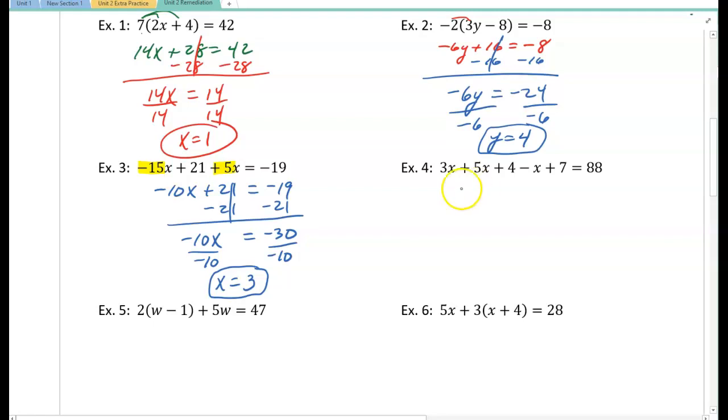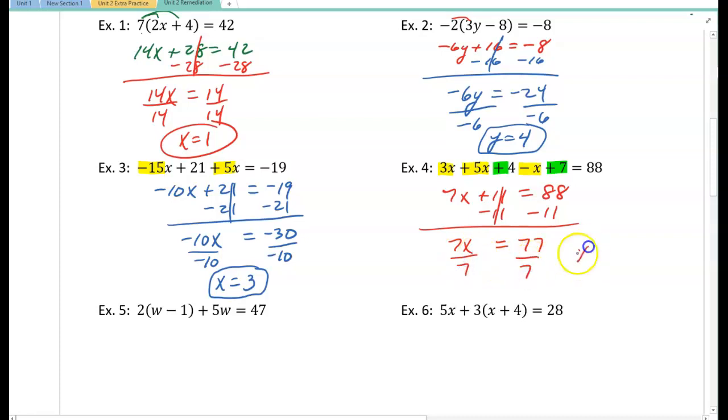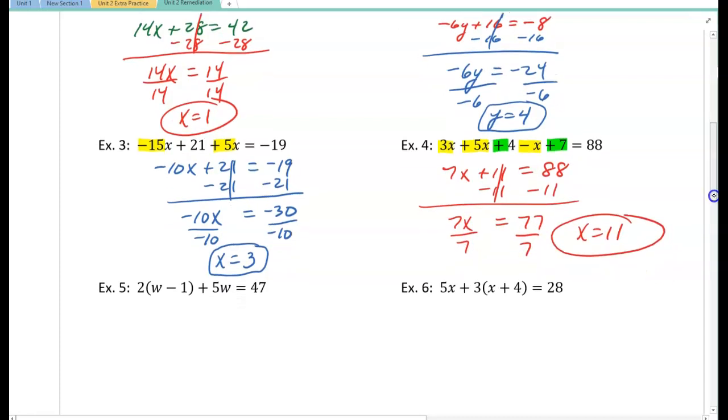All right, example 4. No parentheses, so I don't have to distribute. But when I look, I can combine 3x, 5x, and negative x. Then I can combine 4 and 7. When I combine these, 3x plus 5x is 8x, minus 1x is 7x. 4 plus 7 is plus 11 equals 88. Now I can go ahead and solve this two-step equation. Subtract 11, 7x equals 77. Divide by 7, and x equals 11.